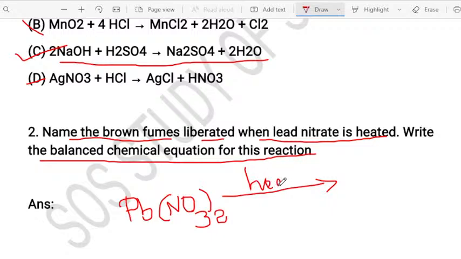But here in this question, only the product they have asked. You must know the equation also. So when we heat the lead nitrate, we get lead oxide, that is PbO. Along with this, we will also get a brown color gas, that is nitrogen dioxide, and along with this we also will get the oxygen, dear students. I think you know about this equation very clearly because yesterday I have spoken.